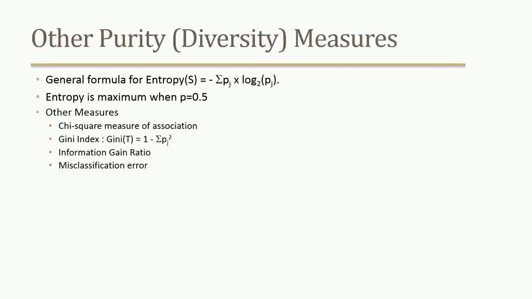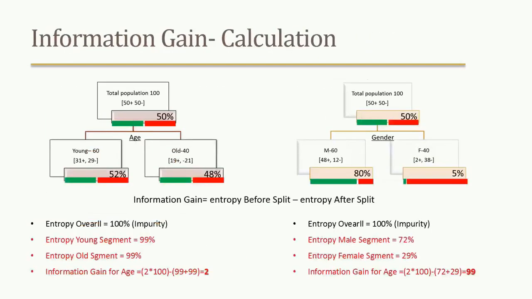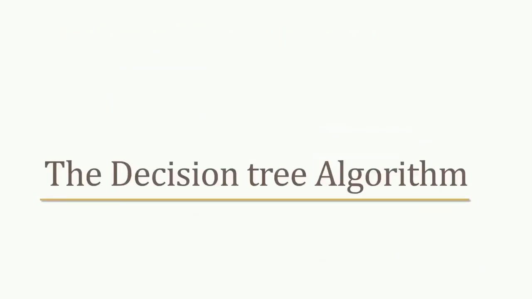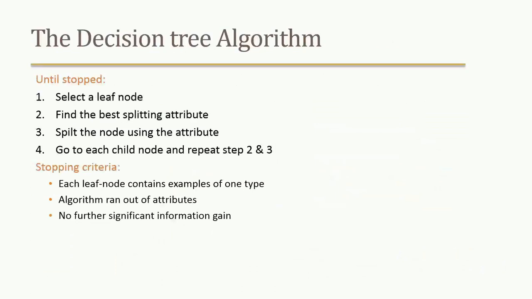So for example, in this case, we'll calculate the information gain for age, we'll calculate the information gain for gender. Looks like gender has a better information gain. Yeah, gender wins when we compare age and gender. So that's how we compare two attributes. So that's how we find the best splitting attribute, by comparing information gain across all the attributes. Split the node using the attribute.